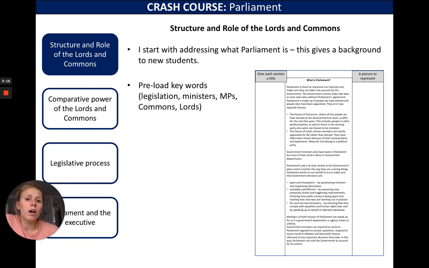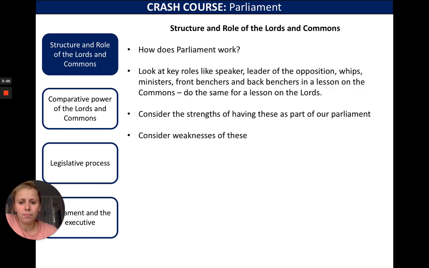So I'll do the verbal spiel, but I'll also have a written copy for them so they can refer back to that. When I'm covering the structure and the role of the Lords and the Commons, I'm thinking about how does Parliament work. I look at the key roles. My main task here is I have all of the roles written out. You've got the Speaker, Leader of the Opposition, Whips, Ministers, Frontbenchers, Backbenchers, and I have the same one for the Commons. I do a lesson on the Commons, and I do another lesson on the Lords, and they pull out the strengths and weaknesses of each of these positions.